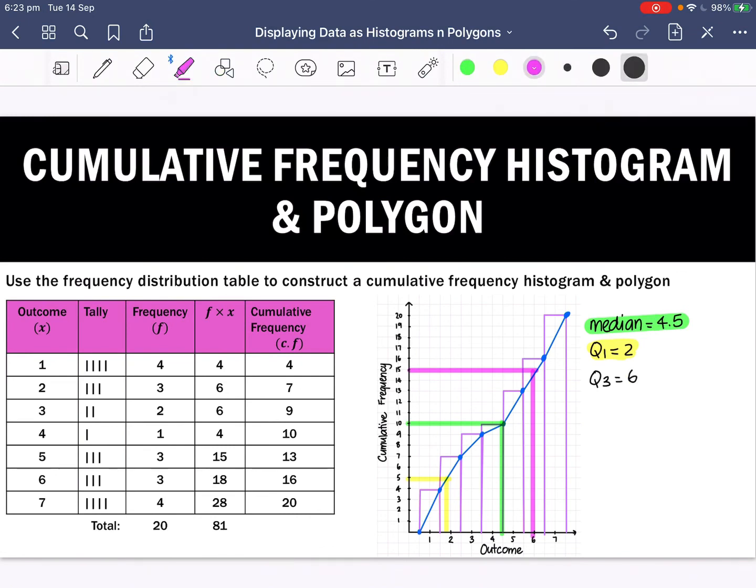Now what you could do here is go a little step further and work out your interquartile range, just for a little bit of revision purposes. So my interquartile range is my Q3 minus my Q1, so that is 6 minus 2. So my interquartile range here equals 4.